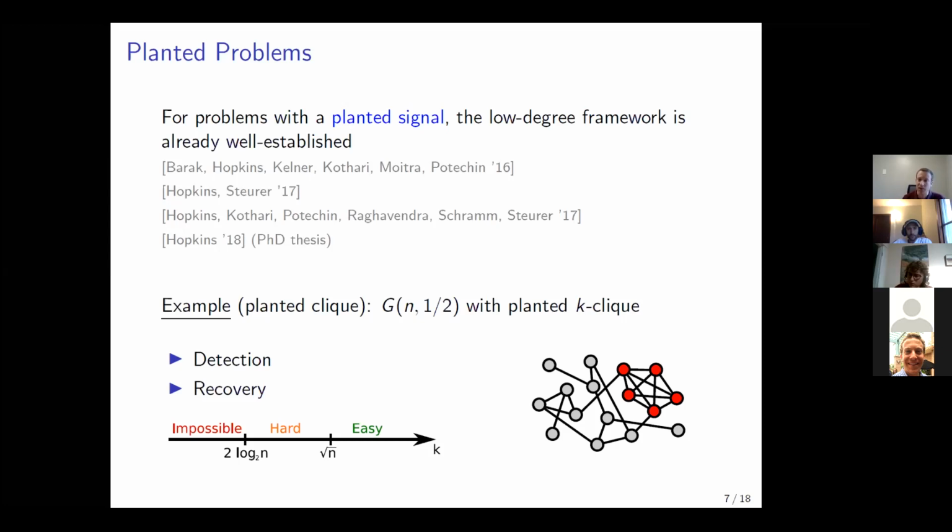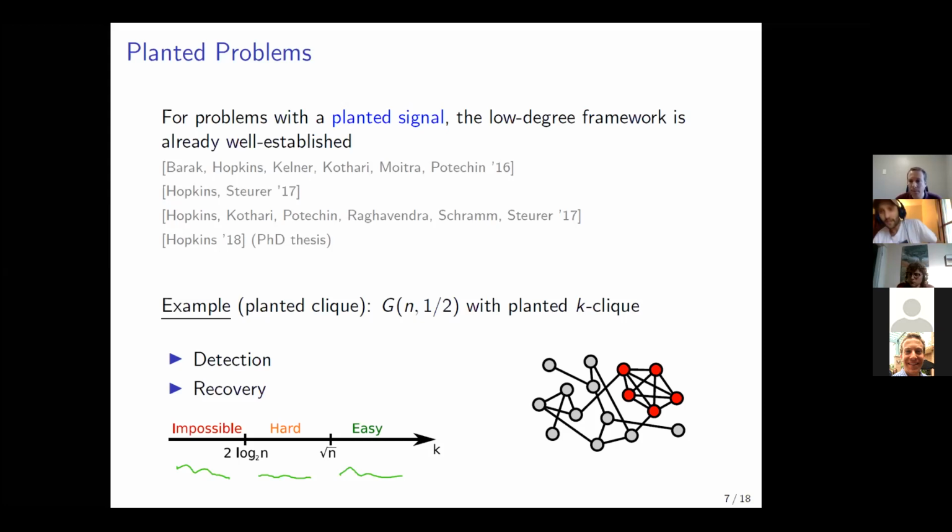And for both the detection and recovery problems here, there's a well-known statistical to computational gap, where when the clique is too small, it's simply impossible to find it. If the clique has a size exceeding root n, we know there are simple spectral methods and so on that can find it. But in the middle, there's this hard regime where you could find the clique if you're allowed to brute force search over all of them, but we don't know any polynomial time algorithm to find it.